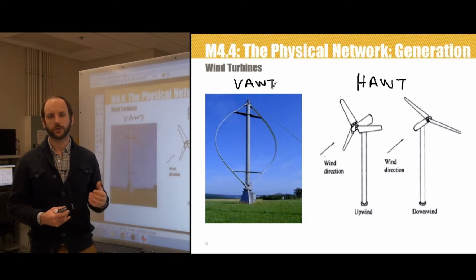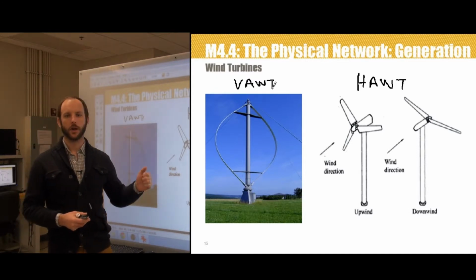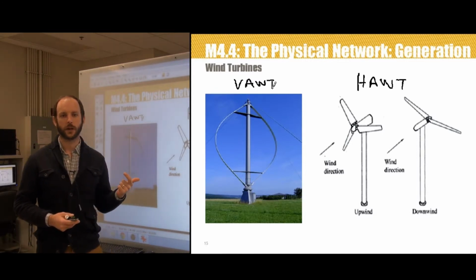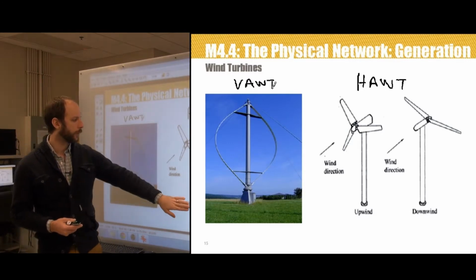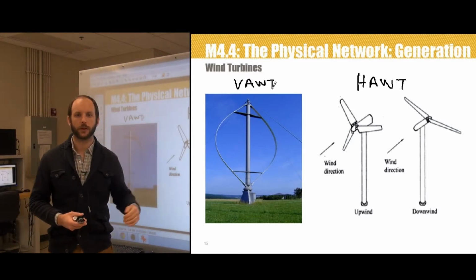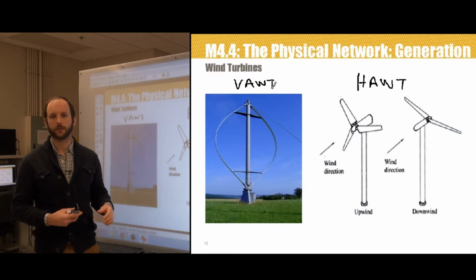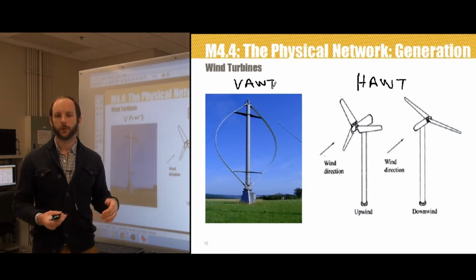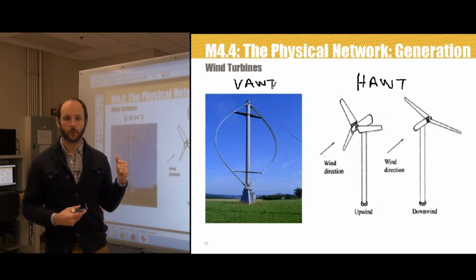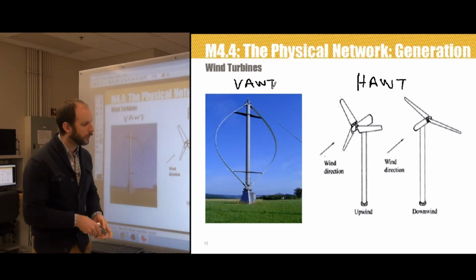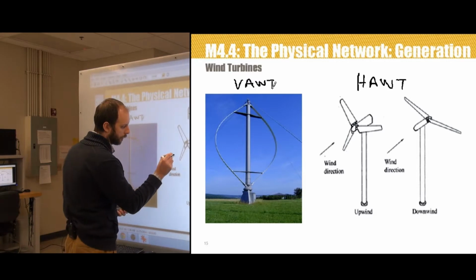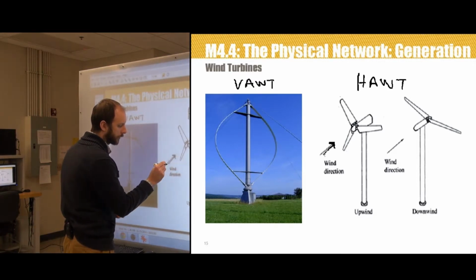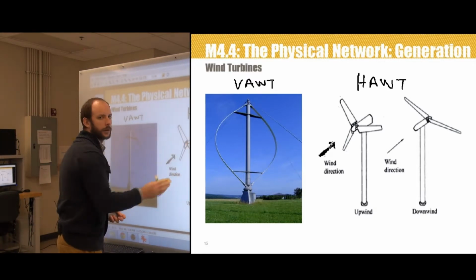Due to the deficiencies of the Vaught design, almost all modern wind turbines are of the Haught design and are produced in two categories, which I've shown here: the upwind Haught and the downwind Haught. So we've got the upwind here, and we've got the downwind here. By far, the vast majority of wind turbines have an upwind design, as shown here. Upwind machines have the rotor facing into the wind, as we see here. This arrow points in the direction the wind is flowing.